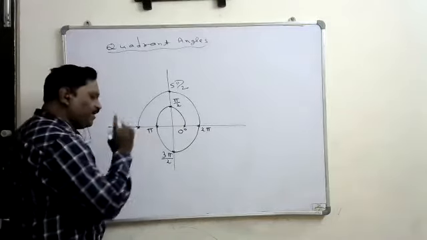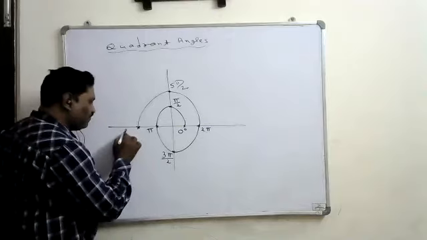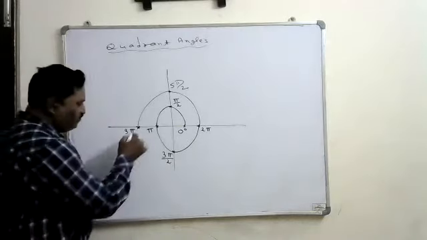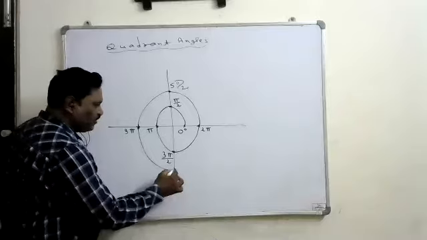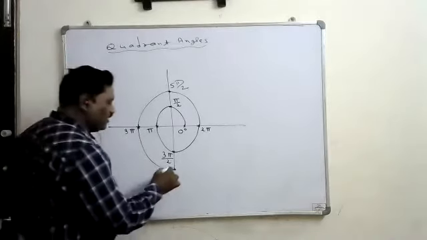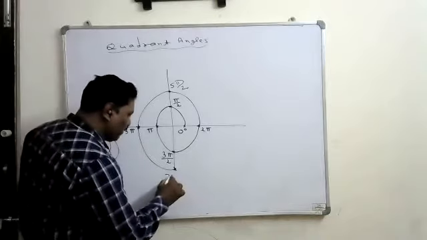540. 180 into 3, that is the angle of 3 pi. 3 into 180. From this again 60. 540 plus 60, 630. 30 means 7 into 90. That is correct, 7 pi by 2.